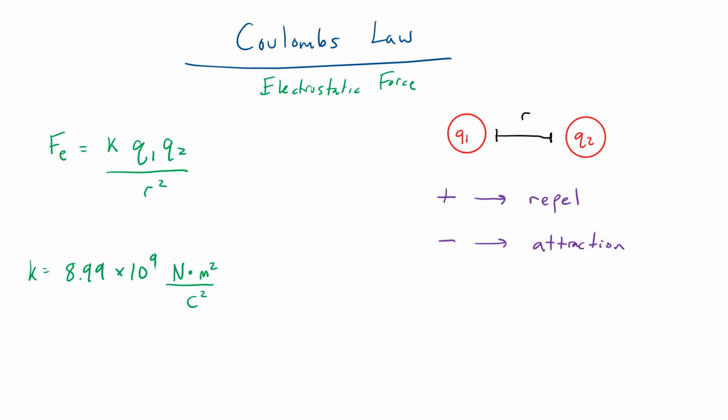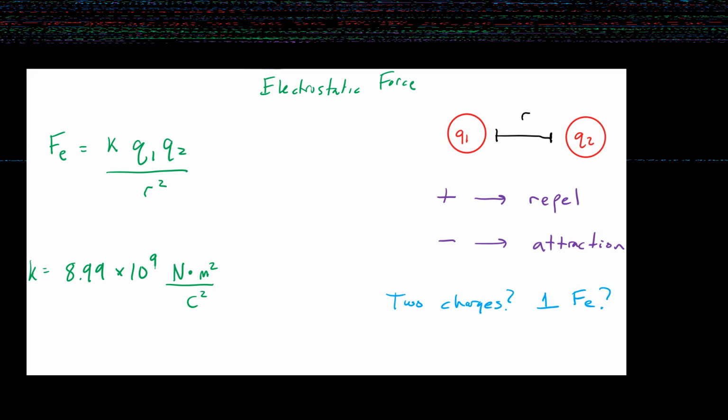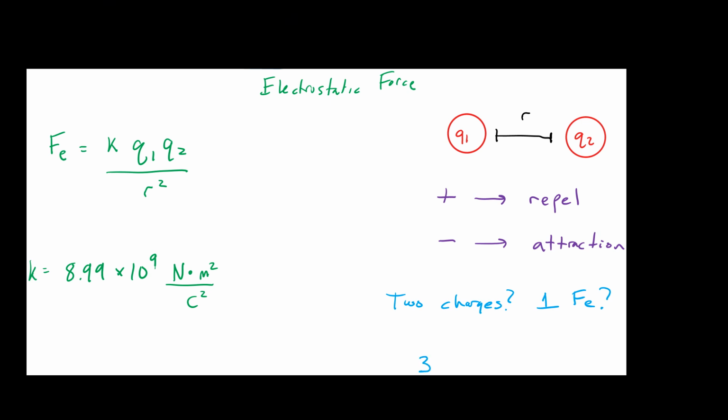A question that sometimes comes up is, well, there's two charges, but there's one Fe. Why is that the case? Well, because those charges are putting forces on each other. So yet again, Newton's third law is at play. Whether it's attracting or repelling, those charges are pushing on each other and they have no choice. We know that those forces will be equal in size and opposite in direction.